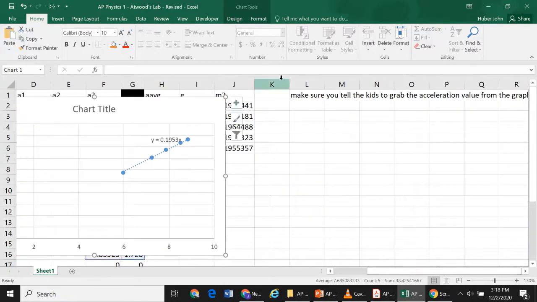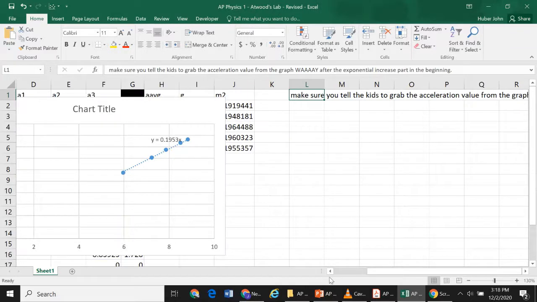And so as I wrote here, a little note, make sure you tell the kids to grab the acceleration value from the graph way after the exponential increase part in the beginning, because that actually corrupts your data a little bit, as I discovered once I started to tell kids to do that. They got data that was much better, which I thought was an interesting little result.